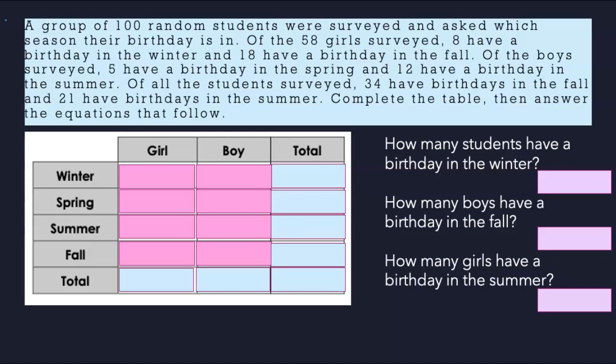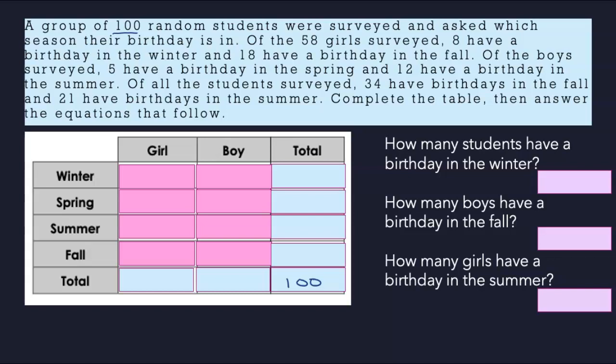Next, let's take a look at a problem in which instead of having numbers already in our table, they've given us a scenario that we need to break down and enter the information into the table, and then complete the table and find the answers. So we start with a group of 100 random students were surveyed. So right here, a group of 100. That would be my total, the total group. Well, the total always goes in the bottom right corner. Okay, 100.